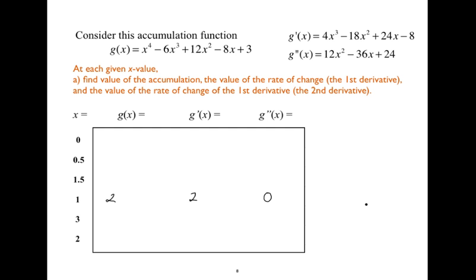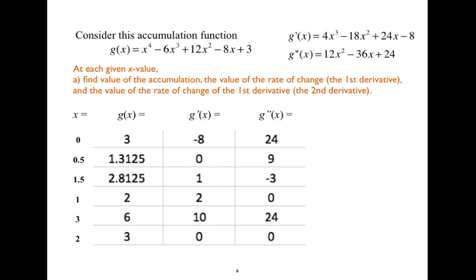Now we could do this for all the rows, but I'm going to give this to you. Okay? Here's what we get. So now based on these numbers, we want to understand what is the function g, the accumulation function, doing in the vicinity of these, or in the local neighborhood of these x values at that moment, right? So at the moment x equals 0, what can you conclude about what's happening or what the accumulation is like?